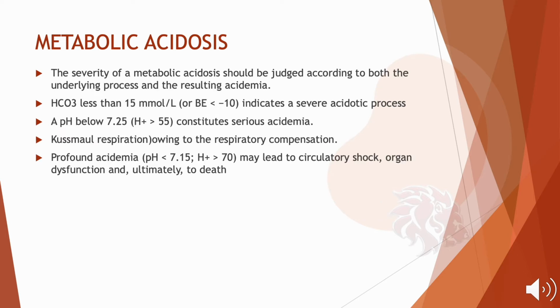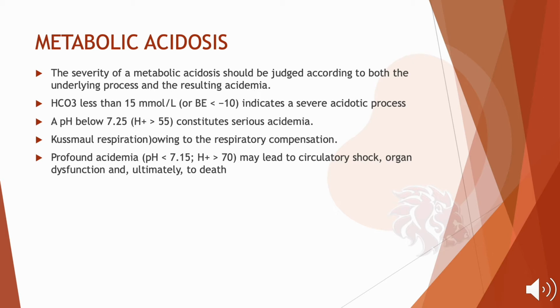The severity of metabolic acidosis should be judged according to both the underlying process and the resulting acidemia. A bicarbonate of less than 15 millimoles per liter or a base excess of less than minus 10 indicates a severe acidotic process, whereas a pH below 7.25 with a hydrogen ion concentration of greater than 55 constitutes serious acidemia.